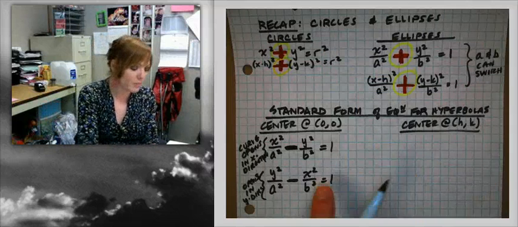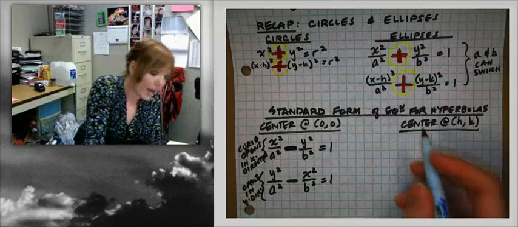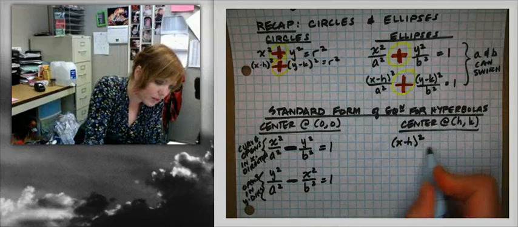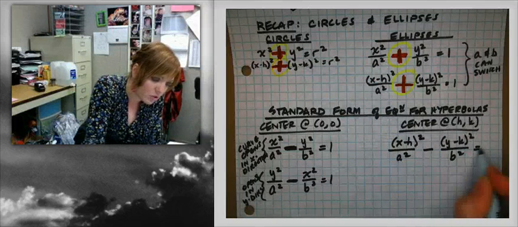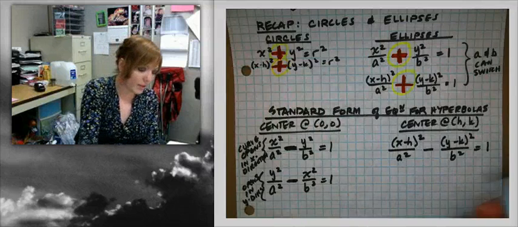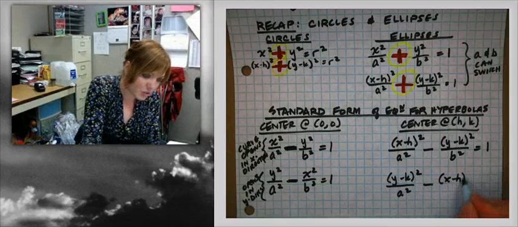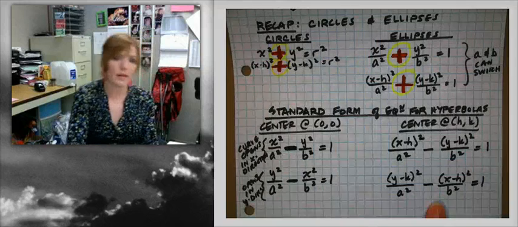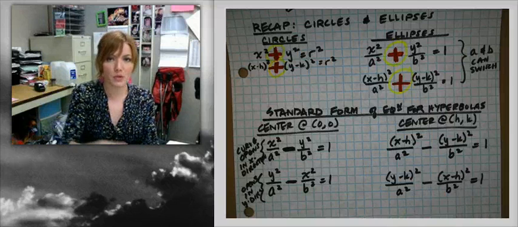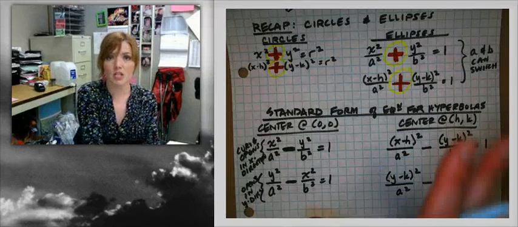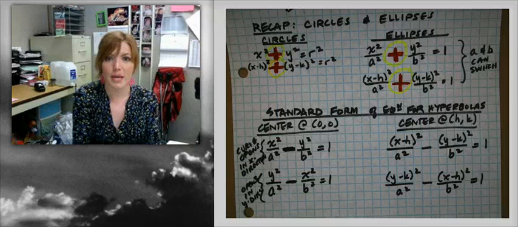Now, the only difference between center at 0, 0 and center at h, k is, you guessed it, the same as in ellipses. We have x minus h squared over a squared minus y minus k squared over b squared equals 1, or, just like we have over here, y minus k squared over a squared minus x minus h squared over b squared equals 1. Okay, because we're going to run out of space on our next few examples, I'm not going to actually attach this up at the top. So make sure you have this written down and accessible as we move on to our examples.